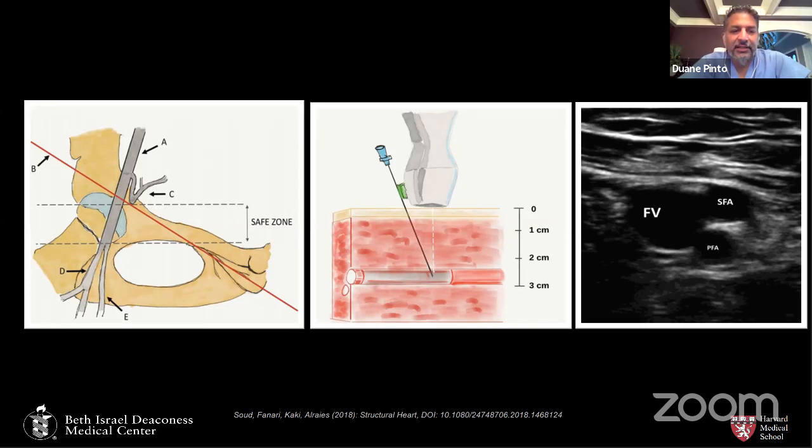Obviously, in large patients, if you have a large AP diameter and you're going at the same angle, you're going to go farther in and you may be accessing deep. And the converse is true for the thin patient. On the right-hand panel, you see a picture of the SFA and the profunda, as well as the femoral vein.